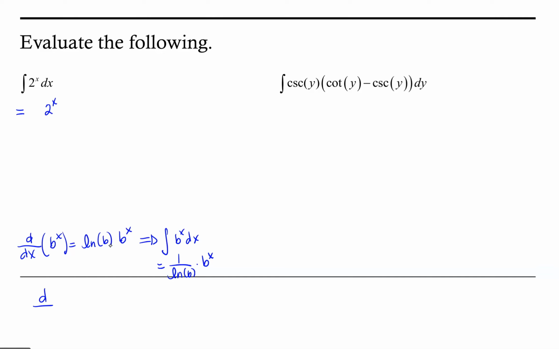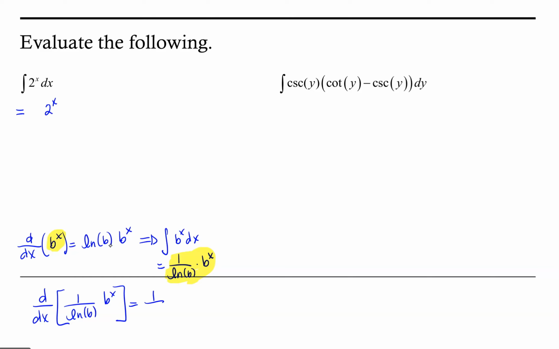What we want to do is to make sure that if I take the derivative of what I'm claiming to be this integral, that I end up with what I started with. That is, if I take the derivative of 1 over the natural log of b times b to the x, I will end up with b to the x. So derivative with respect to x of 1 over the natural log of b times b to the x.